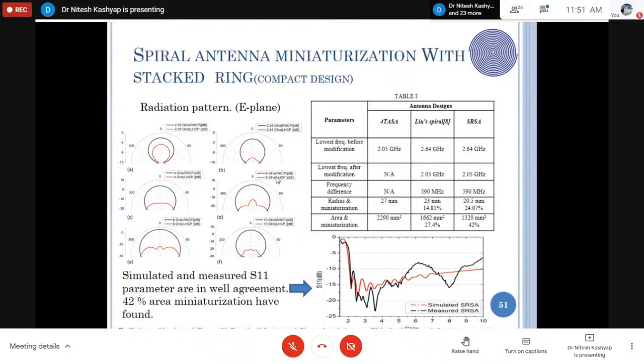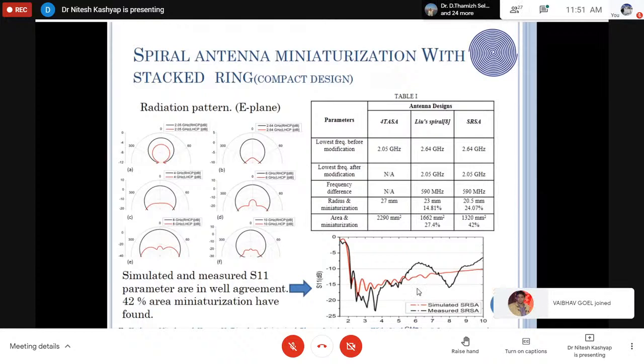and I was able to preserve that antenna characteristic when I attached the stacked ring. Okay, so this is the result. These are the results, basically the simulated one and the measured one, and both are in agreement.